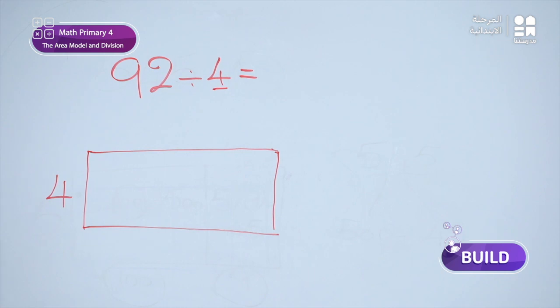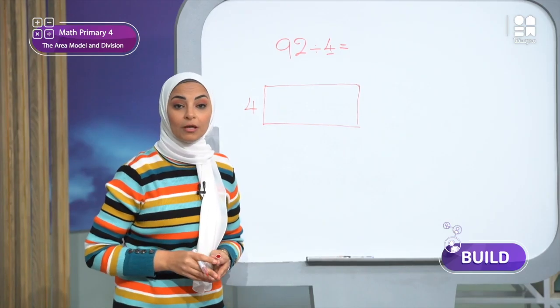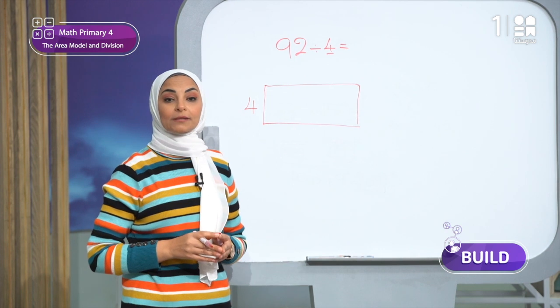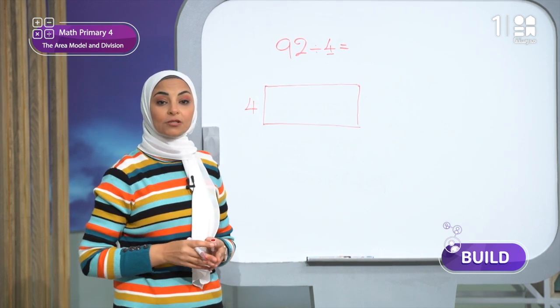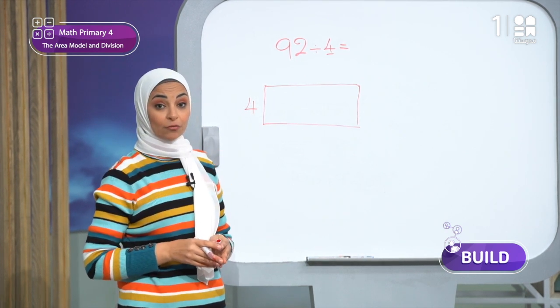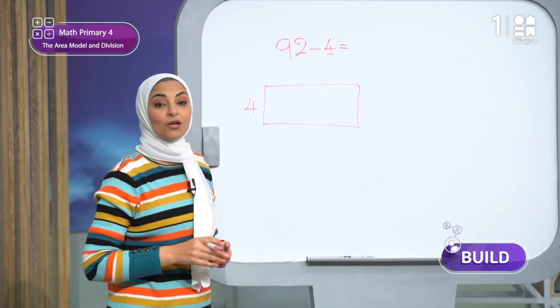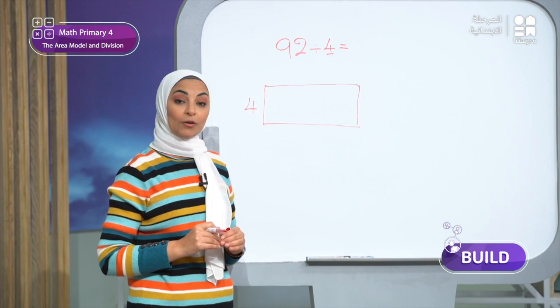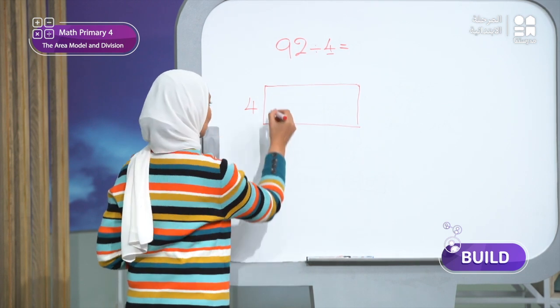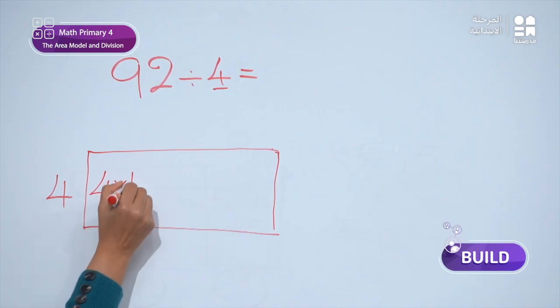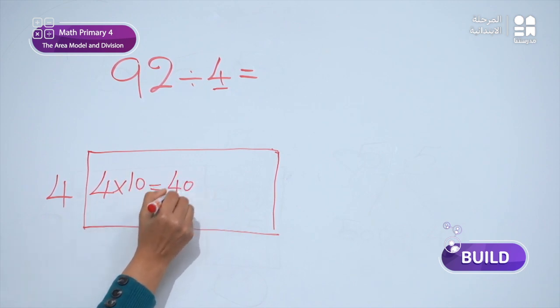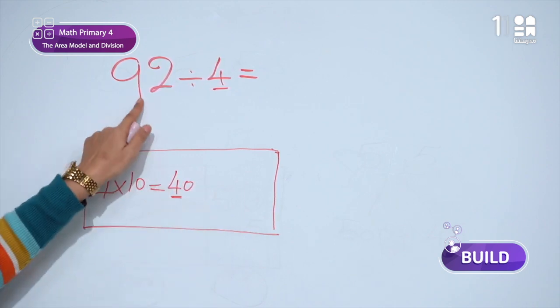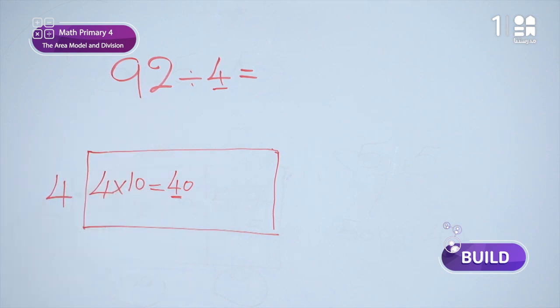Then, what should I do? Yes, I will multiply 4. Someone might tell me that repeating 4 10 times gives 40, right? That's very good as long as the answer is less than the dividend, which is 92. Let's write it together. 4 times 10 equals 40. Okay? Since 40 is less than 92, it is right.